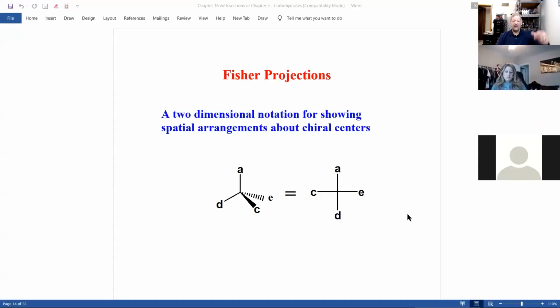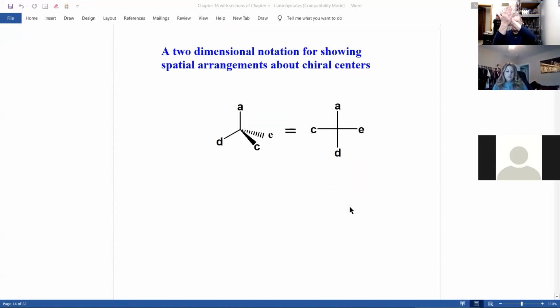This will not be on a test. Here's a three-dimensional molecule, carbon with A, B, C, and D. If you rotate it towards you and flatten it out, you get the Fischer projection. Now, C and B are coming towards you, A and D are going back from you. But by flattening it out, it's easier to draw something that's really showing stereochemistry, location in space.